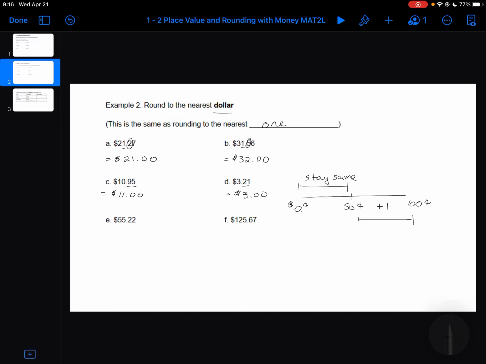Last 2 examples, 55.22. 22 cents is on the left-hand side, so it's less than 50. So that means that that's closer to $55. And then on the right-hand side is 67 cents. So that means that this would be closer to $126 than it is to $125.